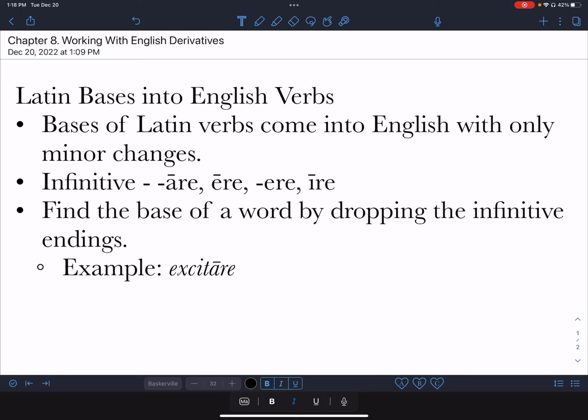Yes. Okay. Now, based on the rule that we just talked about, that's supposed to be an ARE. If we drop the ARE, somebody spell out what my stem or my base is. Okay, good. Now, once you've got your base, sometimes all you've got to do in English is just add E. And that gives you this word, excite.